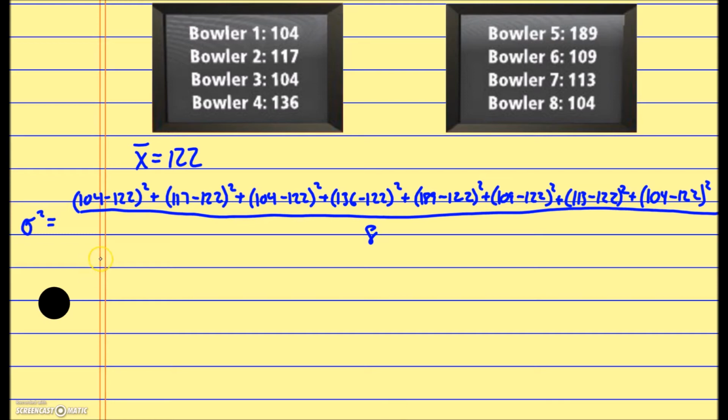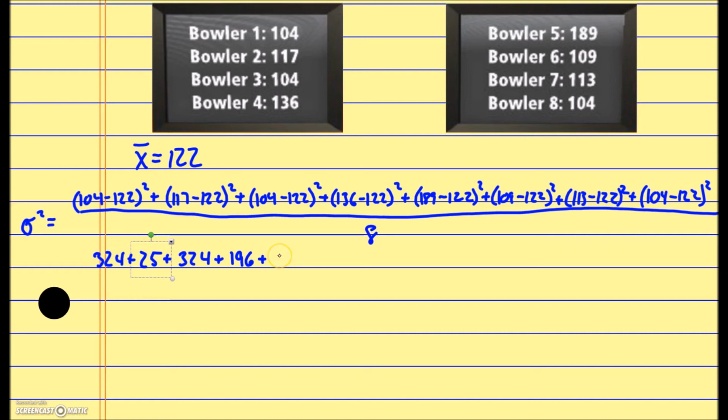I'll just do this in a couple different steps. So I've got 324. Plus the next one, that gives me a difference of -5, and then I square that. That's a 25. The next one is the same as the first one. That's a 324. The next one, 136 minus the 122 is a 14. 14 squared is 196.